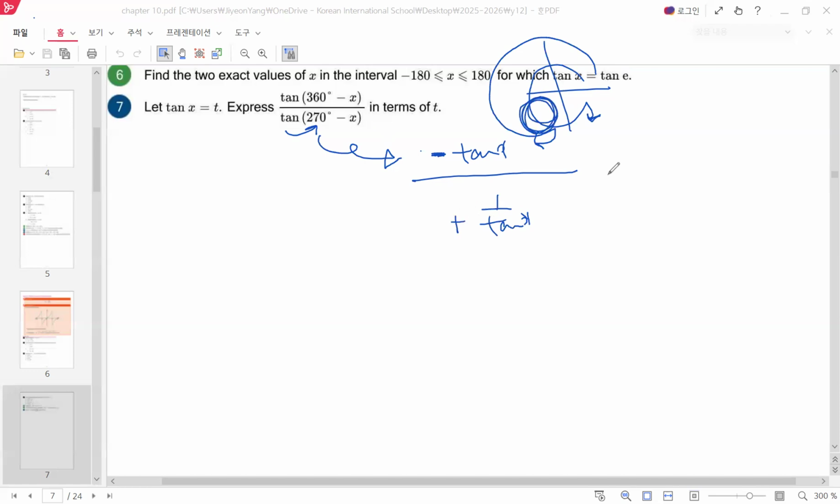Do you understand? Since the tangent value is given as t, simply write down minus t over 1 over t. Then minus t over 1 over t, minus t square is the answer of this question. And so for all those 270 minus beta and 90 minus beta, whenever it's 1 over tangent here, the power here.